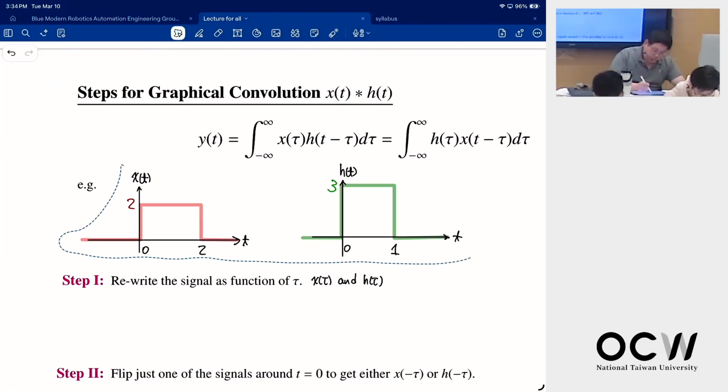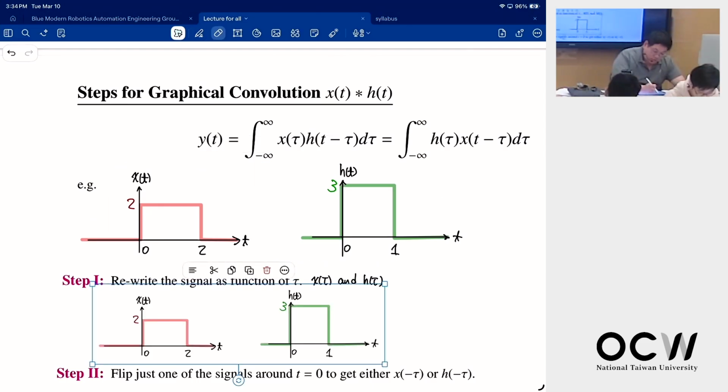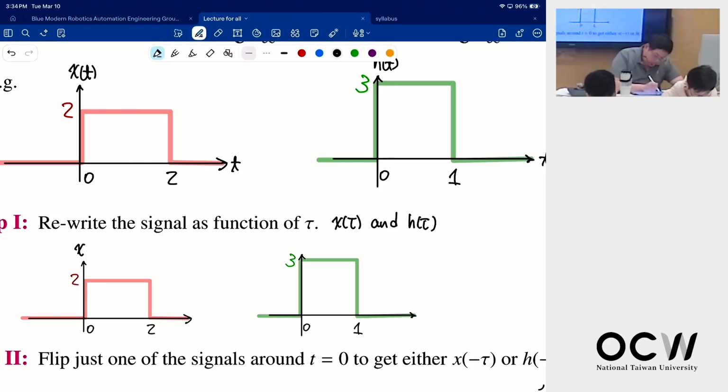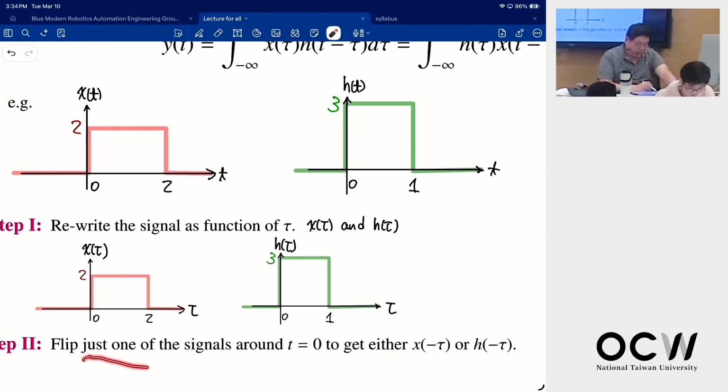Actually, you just rewrite the index. Okay, so we need to change this to tau. So x of tau, here's tau. h of tau, this is tau. Now, flip one signal, just one of the signals around t equals 0, because I need to flip.